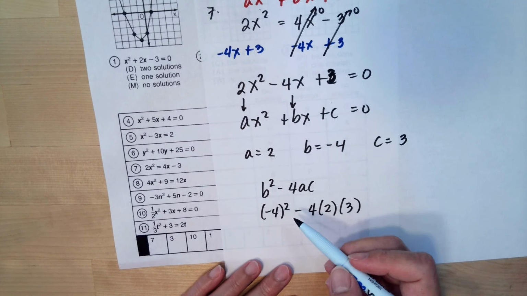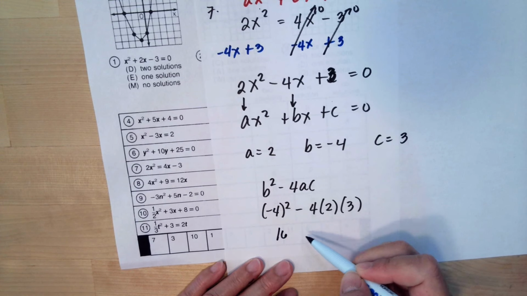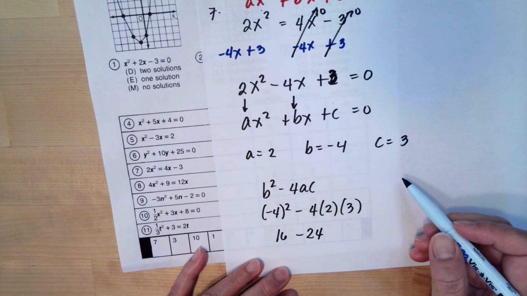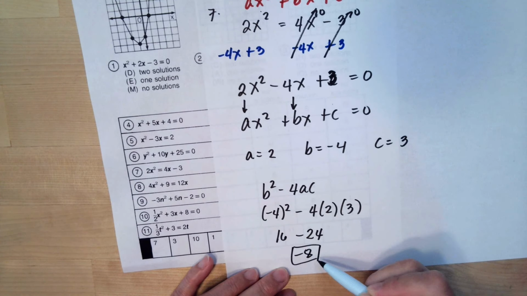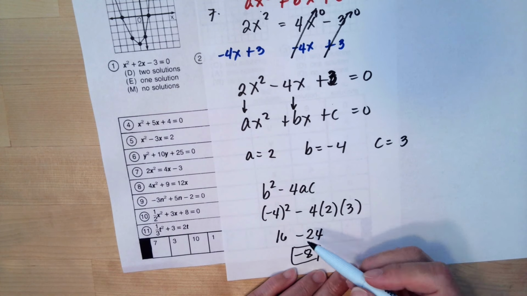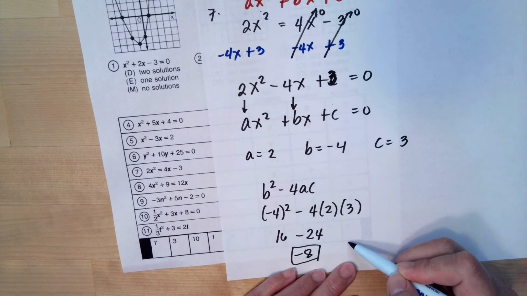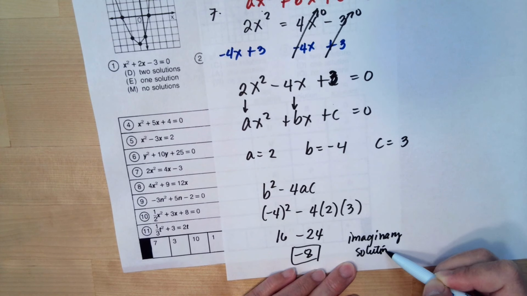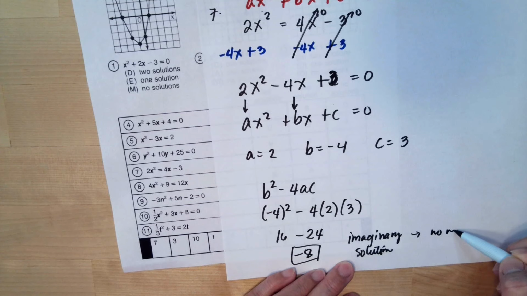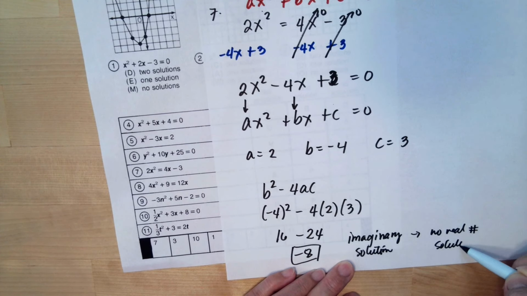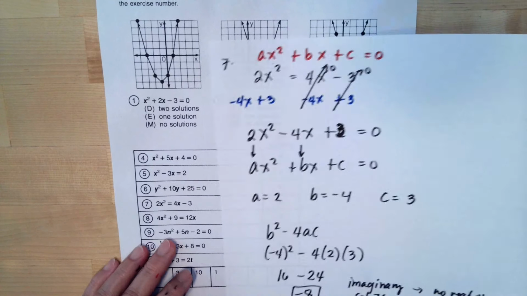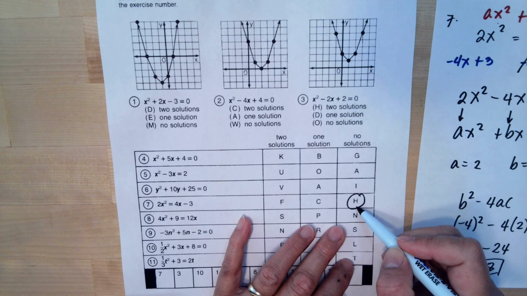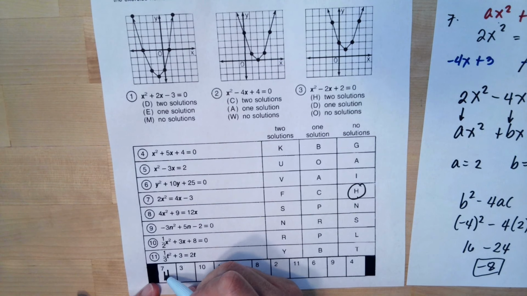So negative 4 squared, meaning negative 4 multiplied by negative 4, which is 16. 4 multiplied by 2 is 8, multiplied by 3 is 24. So 16 minus 24 will be negative 8. So we have a negative answer. The discriminant is negative, meaning it's less than 0. So we will have imaginary solutions, meaning no real number solution. So for number 7, we will have no real number solutions. So for number 7 the answer is letter H. So this is number 7, you will write H here.